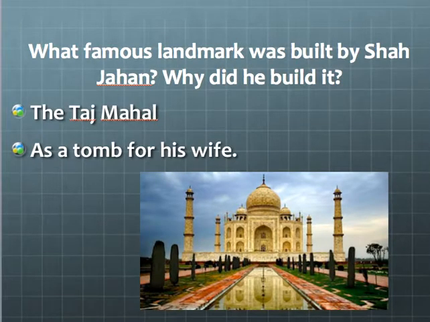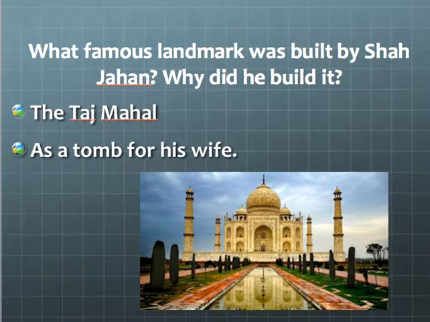What famous landmark was built by Shah Jahan, and why did he build it? He built the Taj Mahal. You can see a picture of it there, and it was built as a tomb for his wife. It's a wonderfully romantic story about how he was head over heels in love with his wife, even though it was an arranged marriage, and I know that a lot of times people think that that's not possible, but he was.